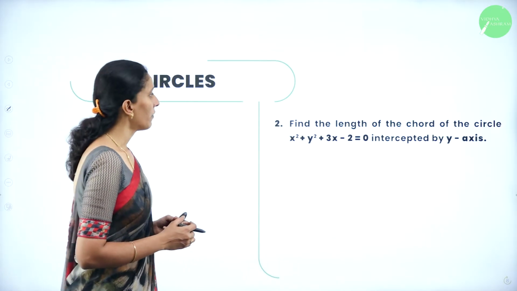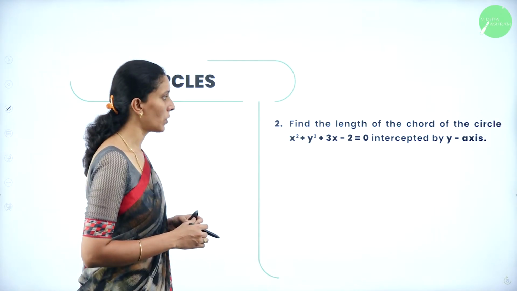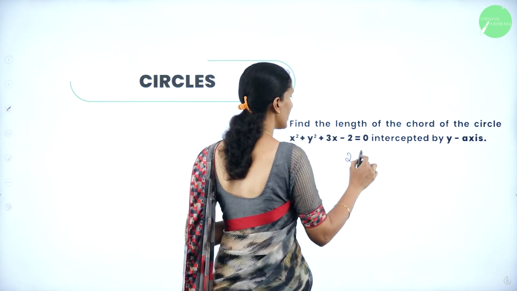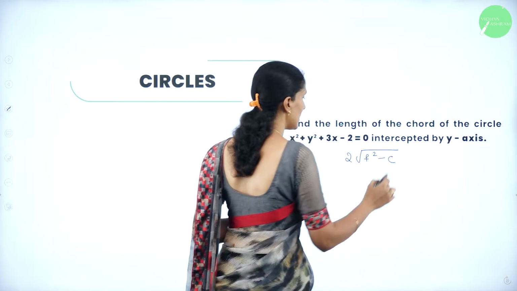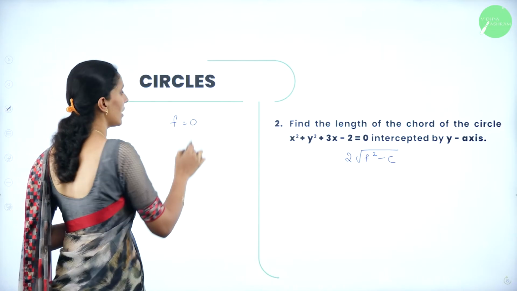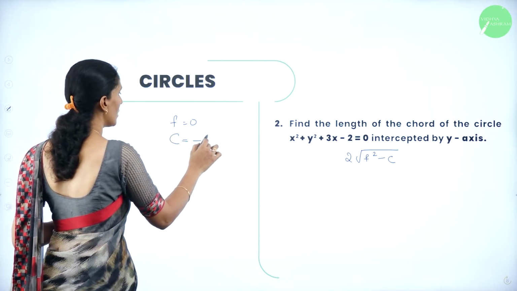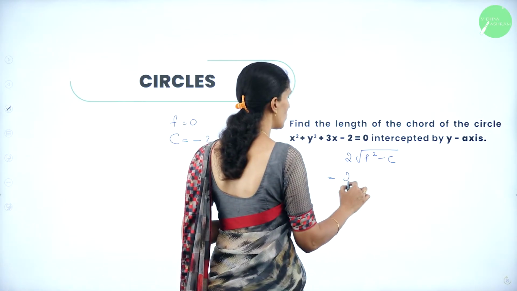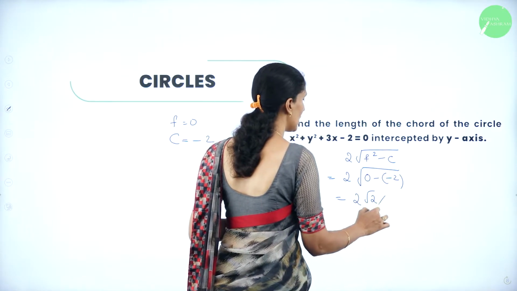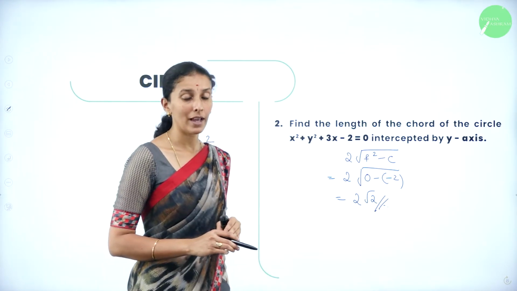Next, one more question. Find the length of the chord of the circle x square plus y square plus 3x minus 2 is equal to 0 intercepted by the y-axis. For y-axis, the length of the chord is 2 times square root of f square minus c. Just find the value of f there. Here the value of f is 0 because there is no coefficient with respect to y. So f is 0, c is minus 2. Substitute in the equation. It is 2 root of 0 minus of minus 2, which is 2 root 2. So this is the length of the chord where the chord lies on the y-axis or is intercepted by the y-axis.